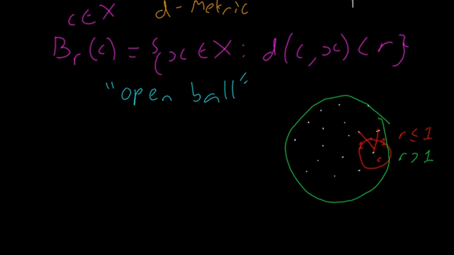So we can rewrite this explicitly, for the discrete metric. The ball of radius r around C is equal to a piecewise function. It's equal to just the set {C} if r is less than or equal to 1, because there'll be no other point in it other than C. And it will be the entire set X if r is greater than 1, because every point will be in the ball of radius anything greater than 1.